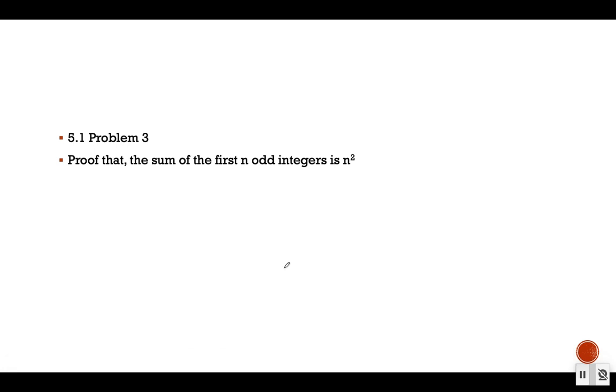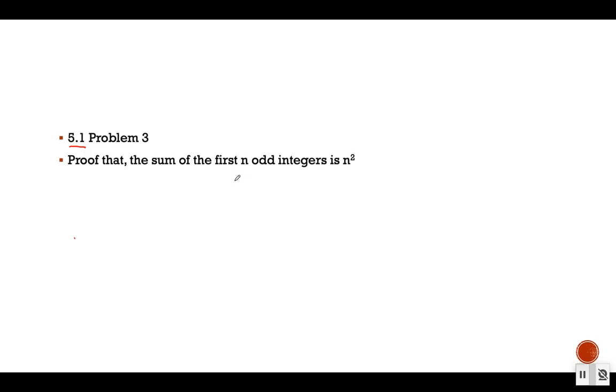All right, so in this example we are going to prove that the sum of the first n odd integers is n square. That's actually in your book, section 5.1, problem 3. Okay, I'm going to use the whole page. As we said, we are going to use all the steps of mathematical induction. The first step is the basis step, and the second step is the inductive step, where we are going to prove the induction.